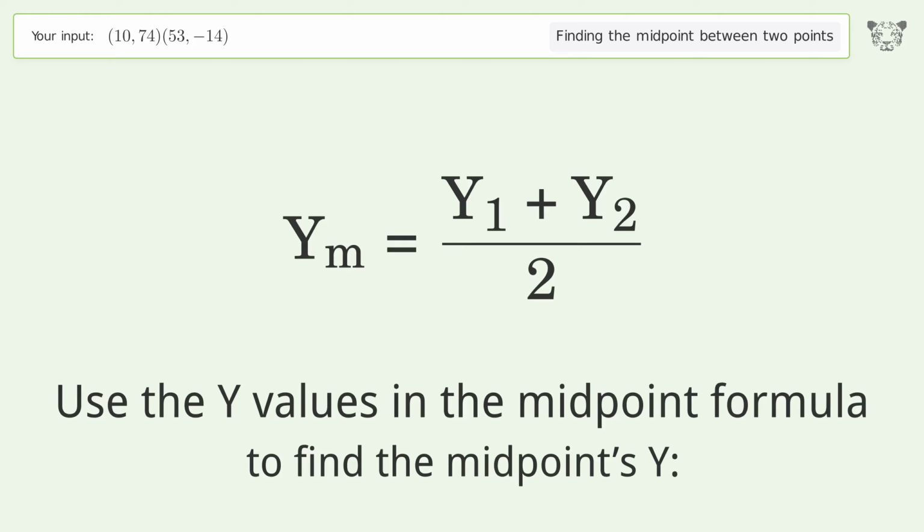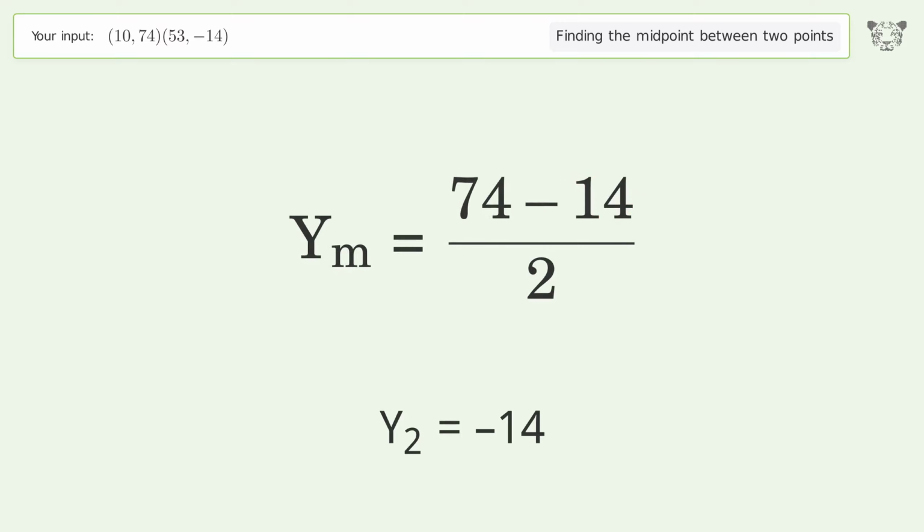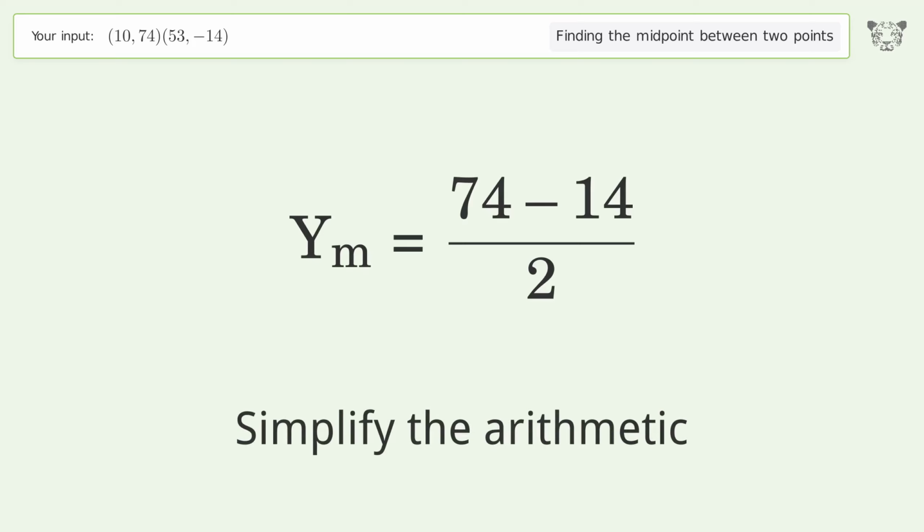Use the y values in the midpoint formula to find the midpoint's y. y1 equals 74. y2 equals -14. Simplify the arithmetic.